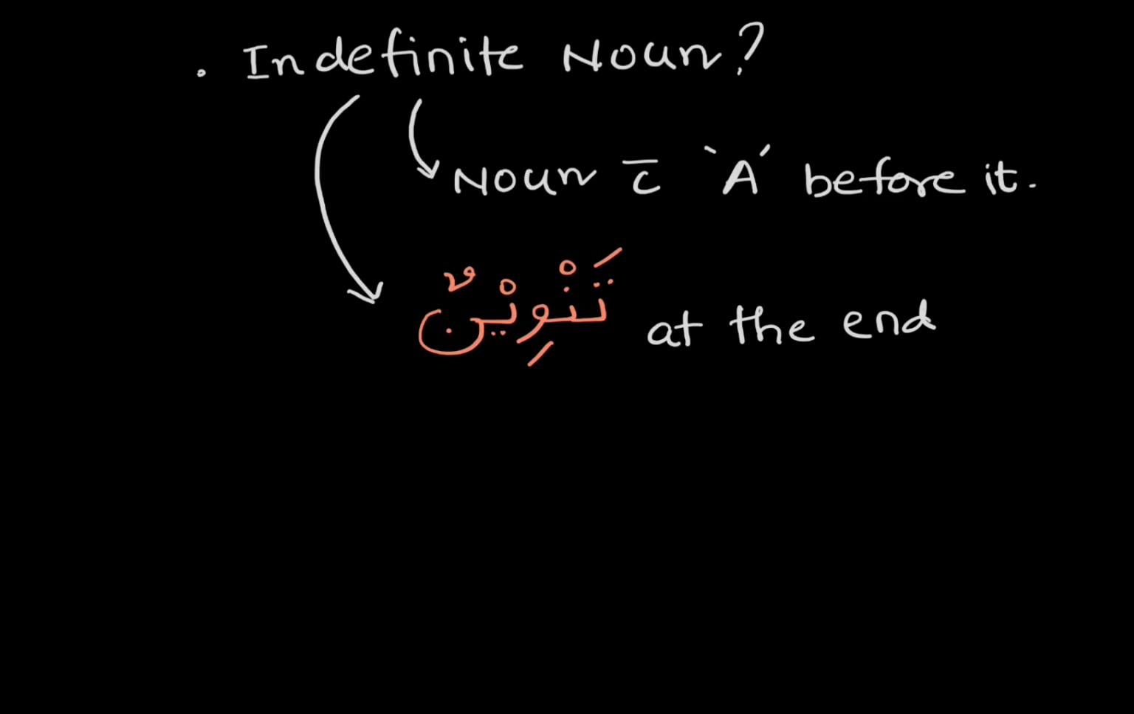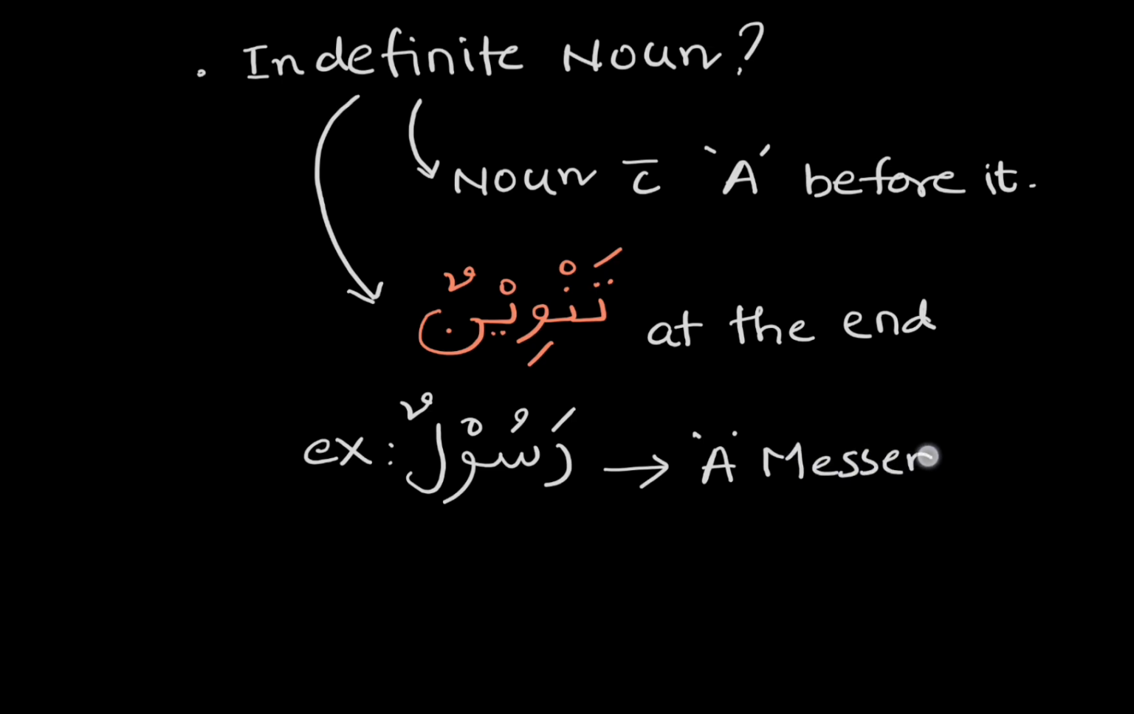Now coming to the example of an indefinite noun. An example of an indefinite noun is Rasulun. Rasulun, as we know, means a messenger. So it can be any messenger. It is not specified. We are not talking about a particular messenger. It can be any messenger. So such nouns are known as indefinite nouns, and indefinite nouns can be identified by tanween.